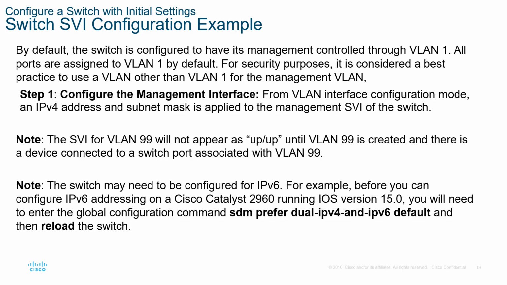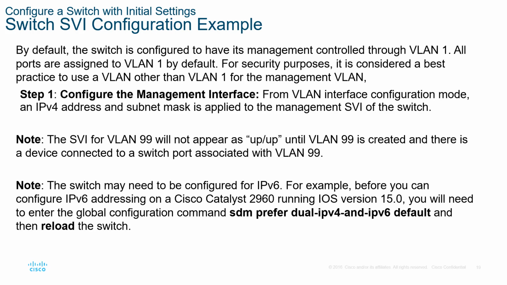Switches may need to also be configured for an IPv6 address. Not all Cisco switches are capable of doing IPv6. Older switches may not be. So to configure an IPv6 address on a Cisco 2960 running IOS version 15 or above, you'll need to enter the global command sdm prefer dual-ipv4-and-ipv6 default, and then reload the switch. This will let you do both IPv4 and IPv6.